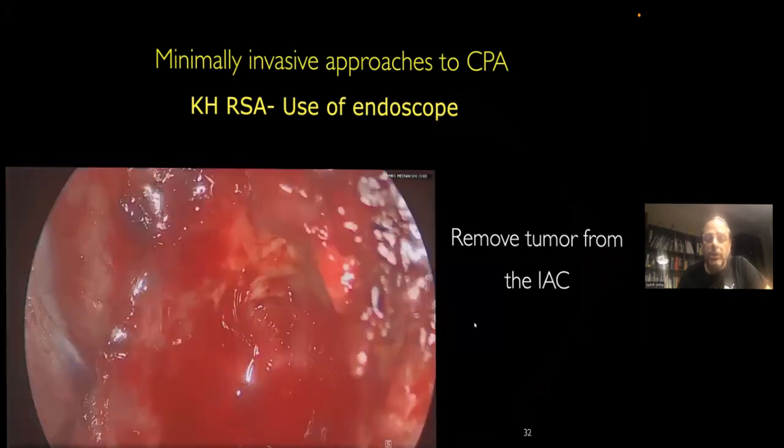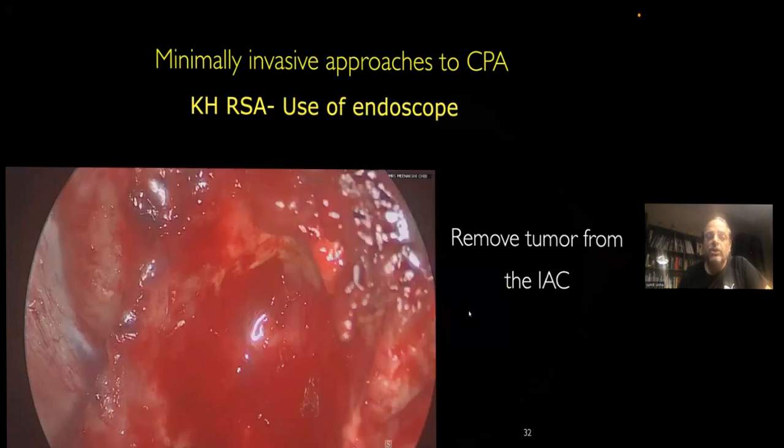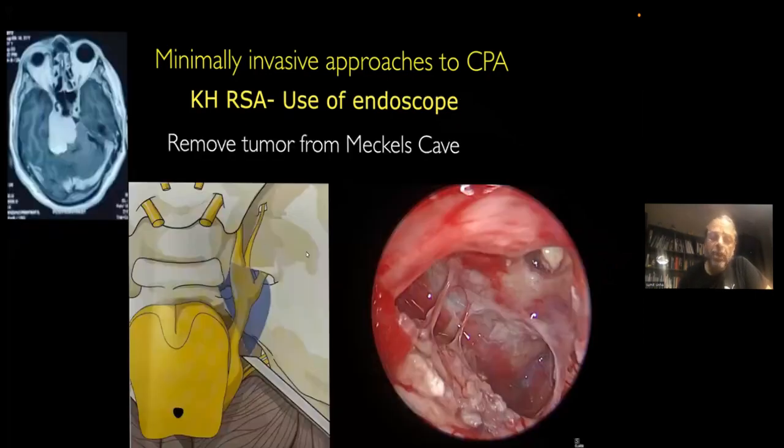And this is how you can utilize it. You see the facial nerve over here. This is how you can utilize your endoscopic tool to your advantage during the surgery. Removal of the tumor from Meckel's cave. The endoscope is a beautiful tool, and in some surgeries, you have to remove the tumor from Meckel's cave because it is symptomatic.